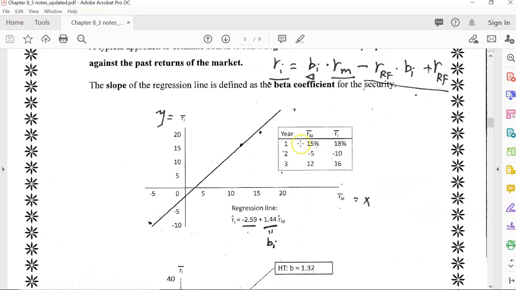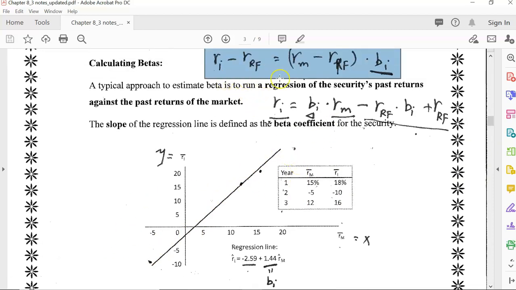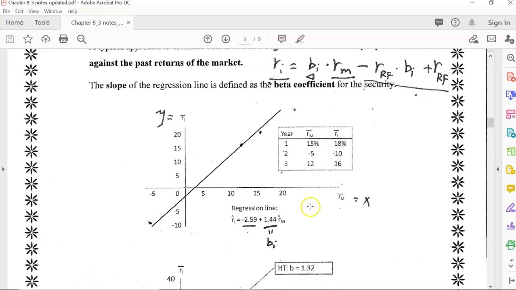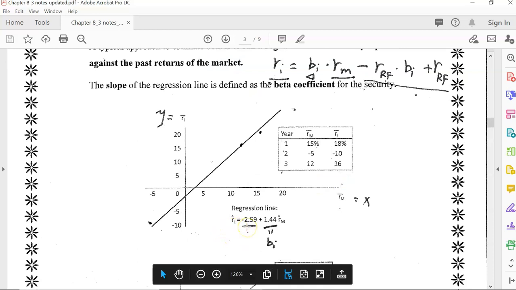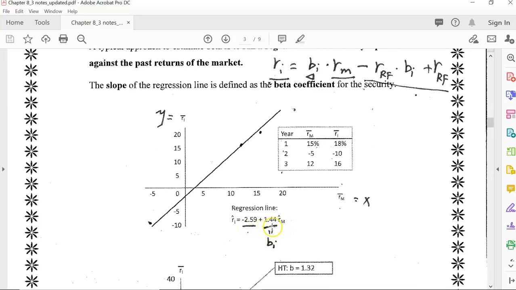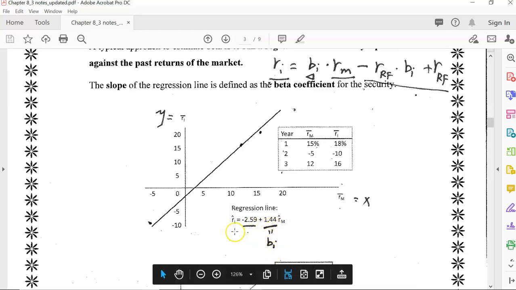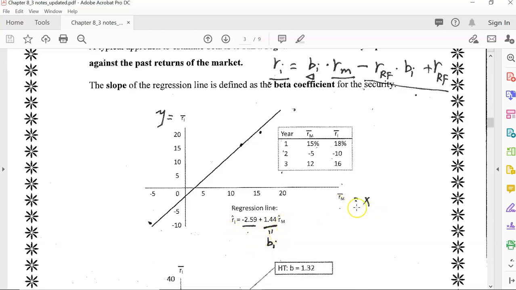For example, if we know Rm and Ri for these three data points shown in this graph, we can draw this line based on these three points. This regression line is the capital asset pricing model for stock i. And Ri becomes negative 2.59 plus 1.44 Rm. So this 1.44 is our estimated beta for stock i. Rm here we treat as X, and Ri here we treat as Y.